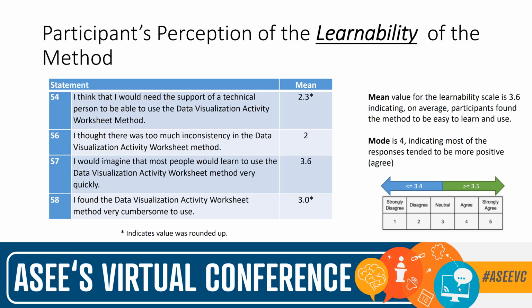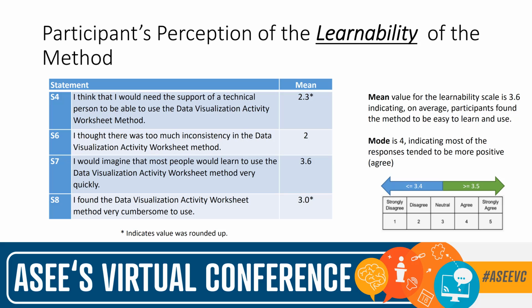Participants' perception of the learnability of the method was captured in statements 4, 6, 7, and 8 on the post-worksheet survey. Mean value for the learnability scale is 3.6, indicating, on average, participants found the method to be easy to use and learn. There was a mode value of 4, indicating most of the responses tended to be more positive, which corresponds to agree on the Likert scale.